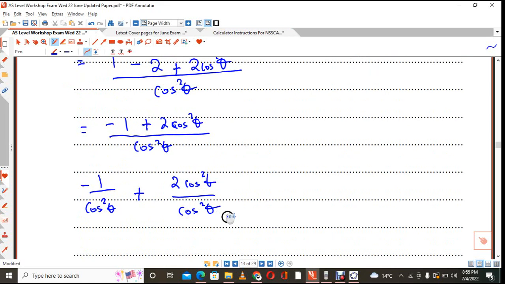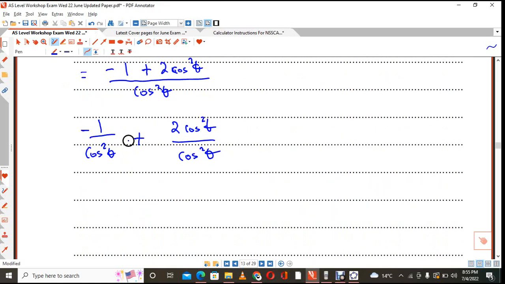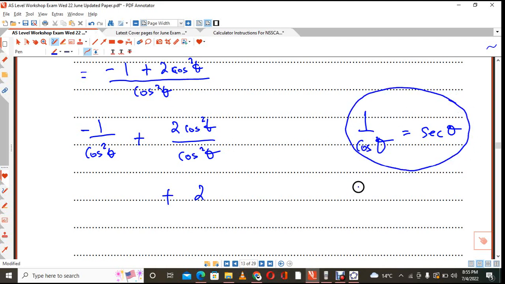Right, so what else do I know? This is just going to be 2 because the cos square theta, they cancel. And what is this? Remember that if you have 1 over cos theta, that is nothing but sec theta. Yes? Again, if you don't know this concept, then you go check in this particular paper, look at page 28. So I'll list a formula.